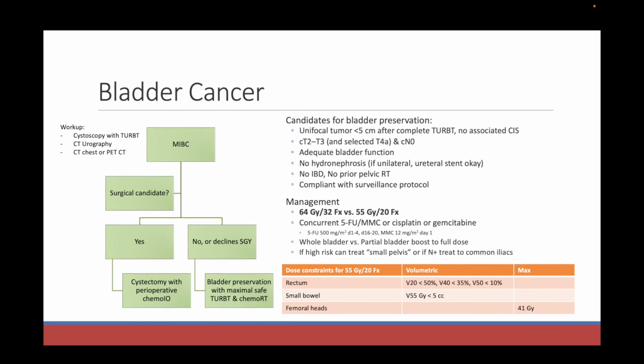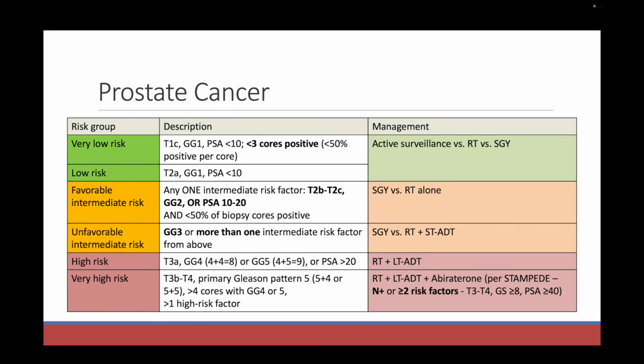If you're doing conventional fractionation, then you can reference the GI or even, honestly, prostate dose constraints that we use for your bowel constraints. I think most people know prostate cancer very, very well because it is so common. So I'm not going to belabor the risk grouping. Take a minute to review what makes you low versus intermediate versus high risk.